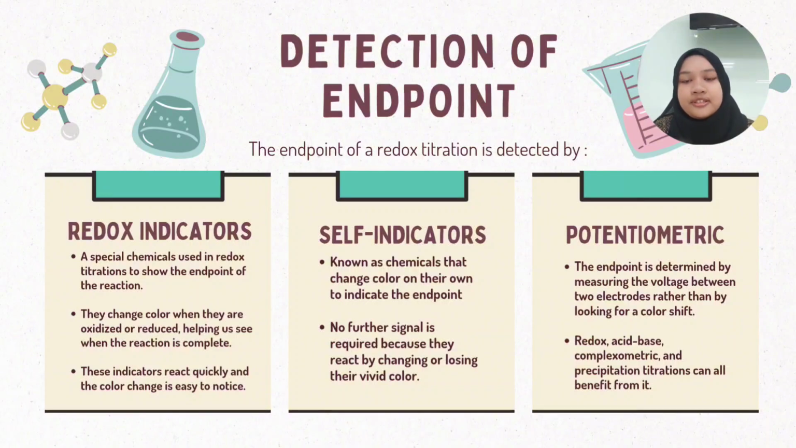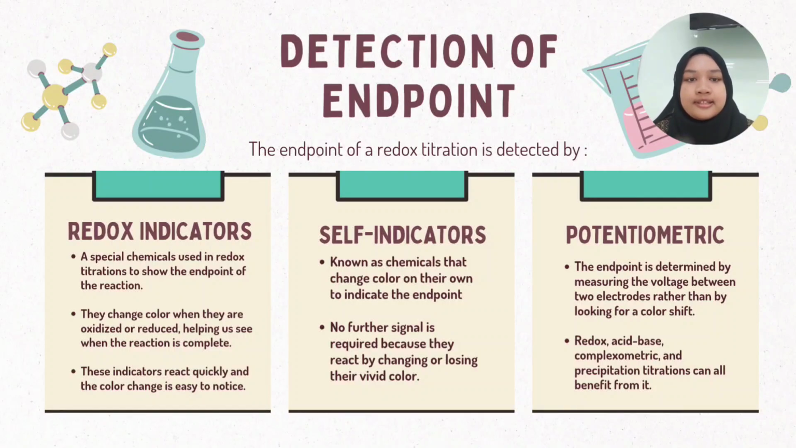The first indicator is redox indicators, which are special chemicals used in redox titrations to show the endpoint of the reaction. They change color when they are oxidized or reduced, helping us see when the reaction is complete. These indicators react quickly and the color change is easy to notice. The second indicator is self-indicators, which are chemicals that change color on their own to indicate the endpoint. No further signal is required because they react by changing or losing their vivid color.